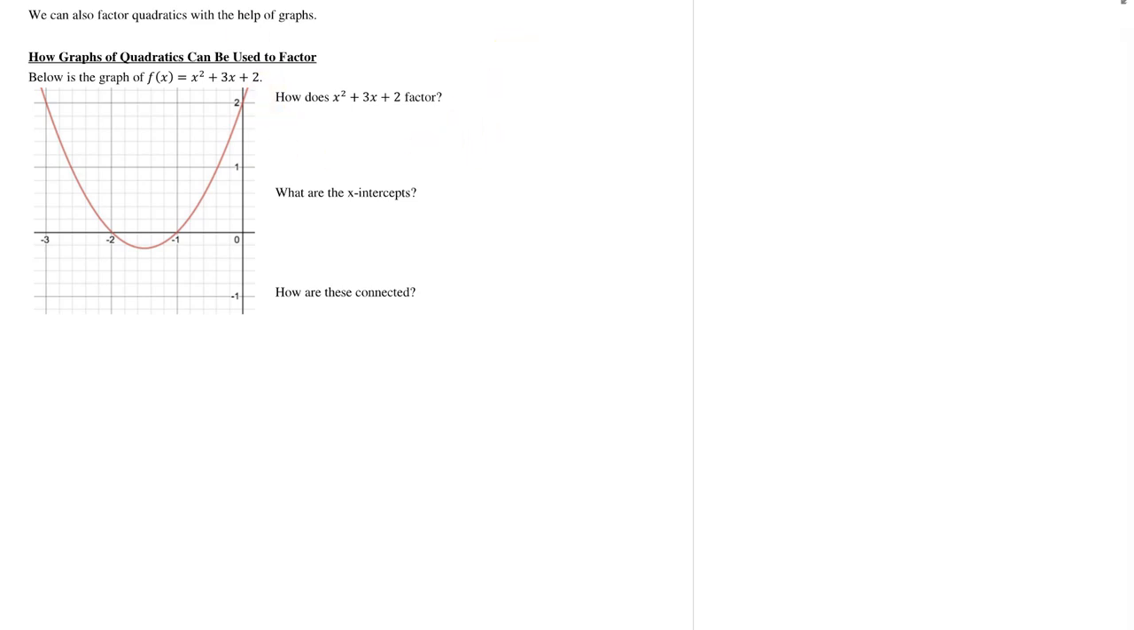So I want to make a little connection here. First I want to know, how does x squared plus 3x plus 2 factor? If you want to pause and hit play when you're ready. So this factors as x plus 2 times x plus 1. That's how that would factor.